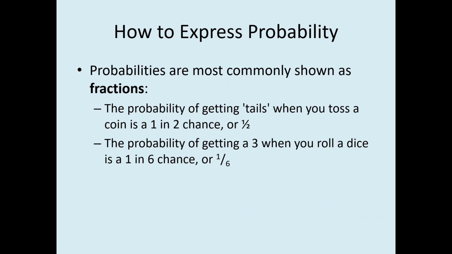Now, how to express probability? Probabilities are most commonly shown as fractions. The probability of getting tails when you toss a coin is 1 in 2 chance or 1 by 2. The probability of getting a 3 when you roll a dice is a 1 in 6 chance or 1 by 6.